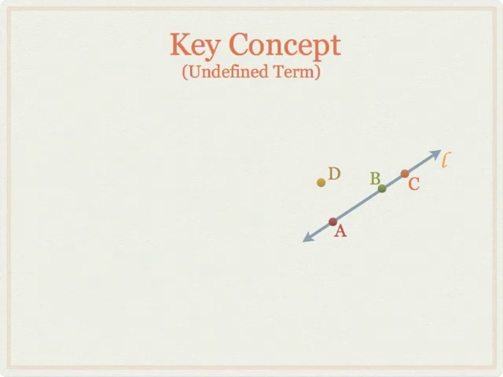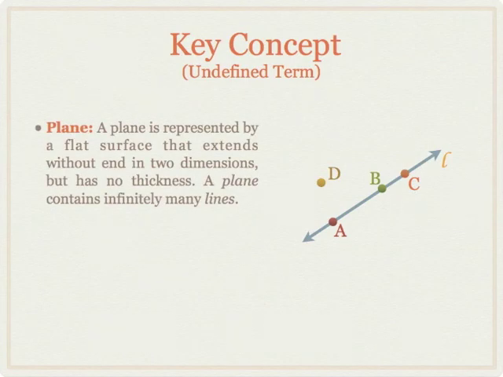Let's move on. We're going back to some undefined terms here. Again, we're going to be building on this idea of a line and moving into a plane. A plane is represented by a flat surface that extends without end in 2 dimensions. Okay, so it goes on forever. So imagine the top of your desk going on forever and never ending. A plane contains infinitely many lines. A line contains infinitely many points.